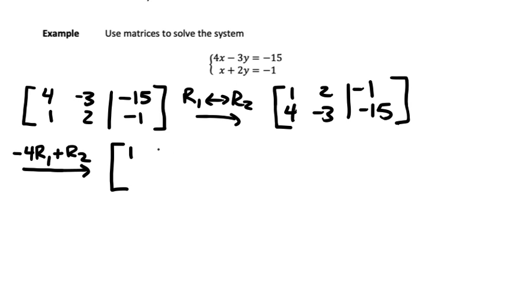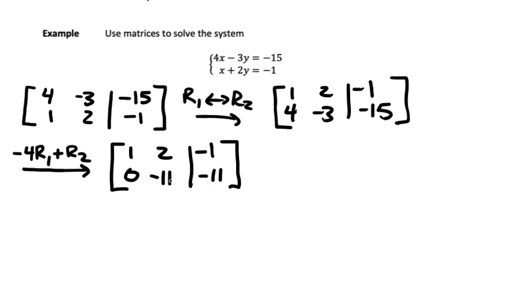So my top row is not changing, only row 2 is changing, and so I'm going to have -4 times 1, which is -4, plus 4 is 0. -4 times 2 is -8. -8 plus -3 is -11. And -1 times -4 is +4. And -15 plus +4 is -11. So this is the resulting matrix.